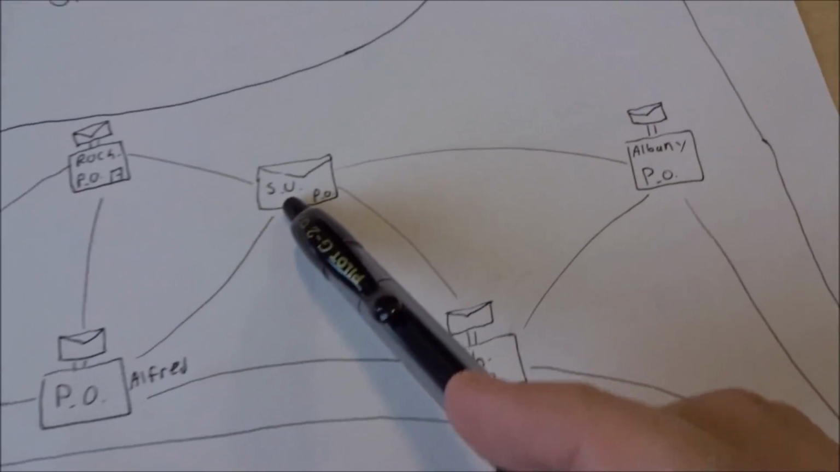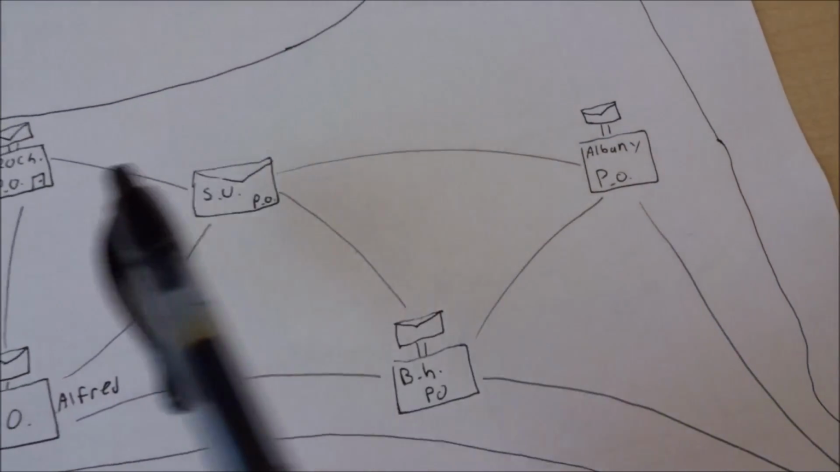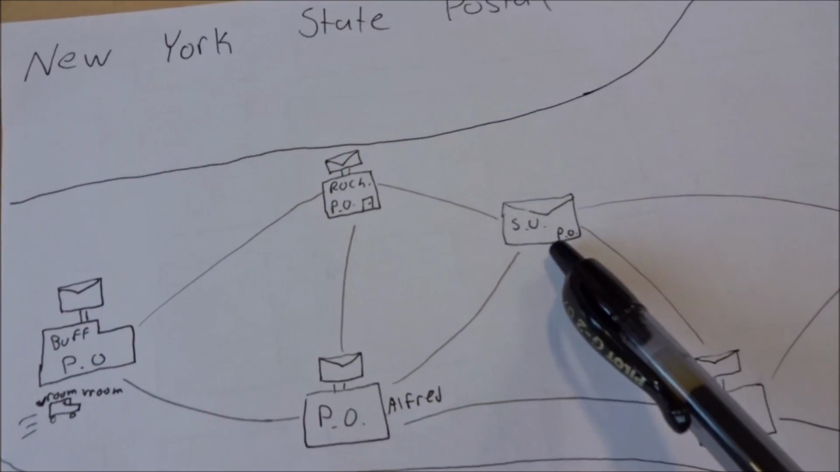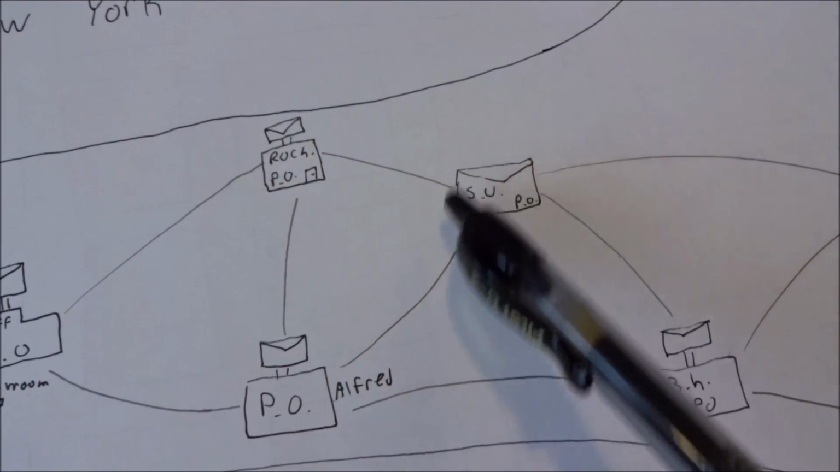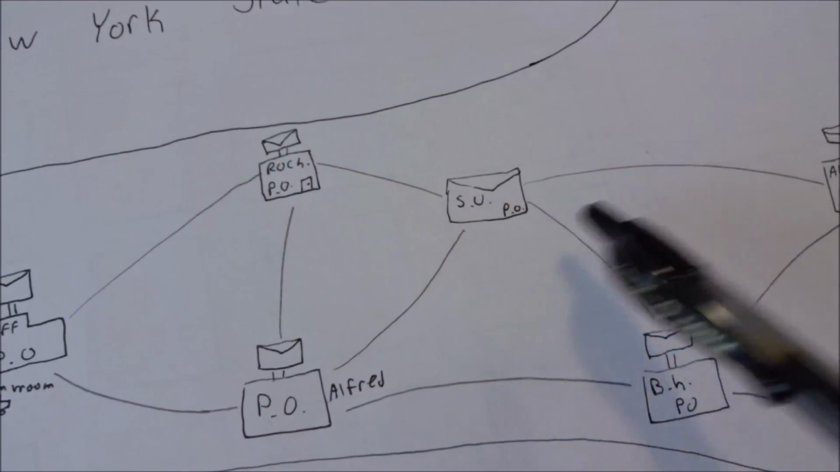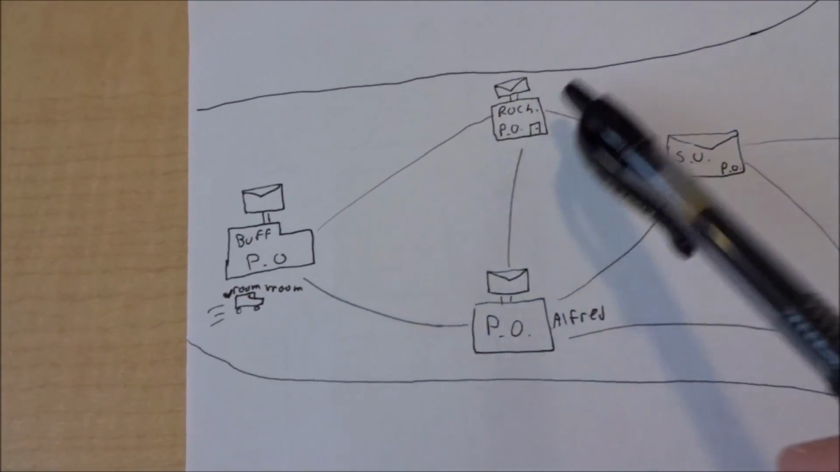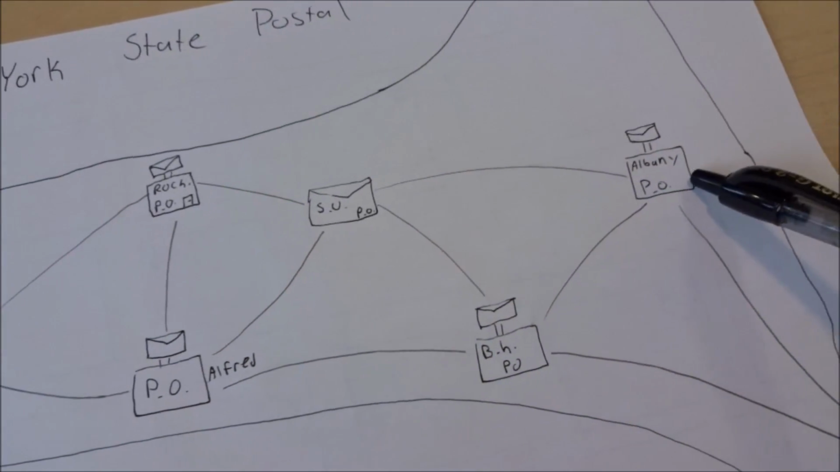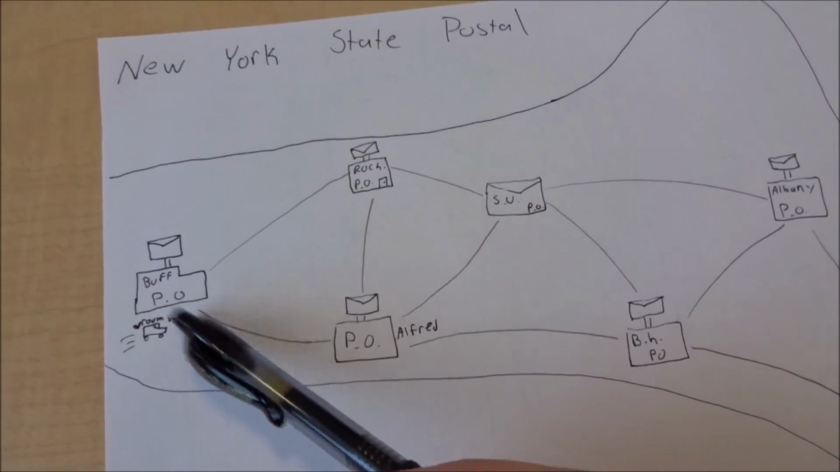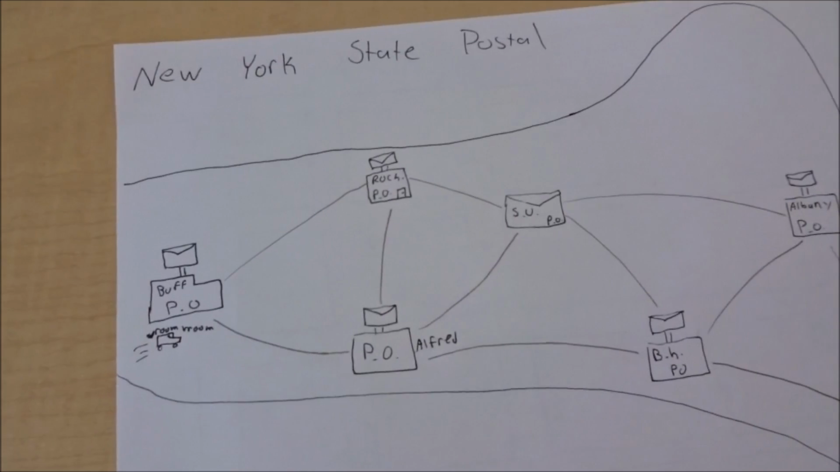So if Syracuse has a direct connection to Albany, and Rochester connects to Syracuse, and each postal service can tell the next one, hey, I know how to connect to there, then they can tell Buffalo, we know how to connect to there, and directly there, so we know how to get our messages from here to there.